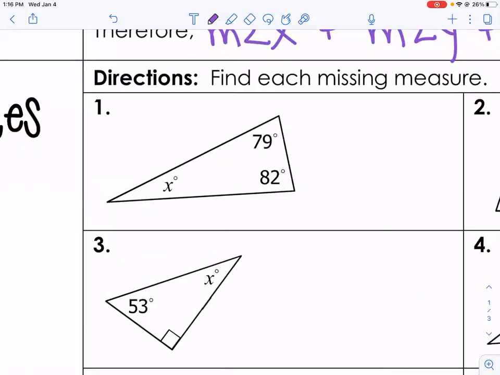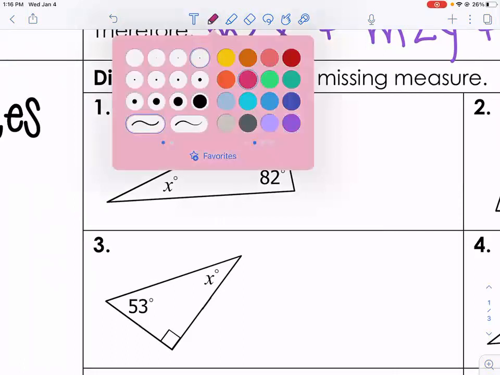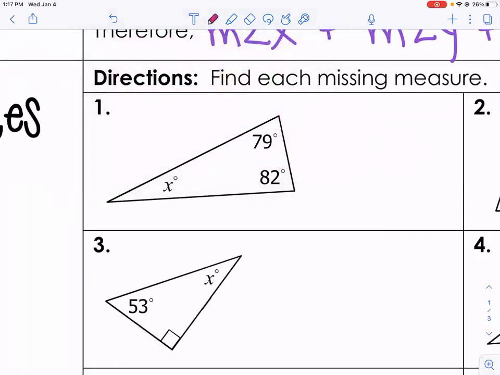So in example 1, we have a triangle with 3 angles. Kane, what's true about the 3 angles of a triangle? They add up to 180. Perfect. So my 3 angles, X plus 79 plus 82, those should add up to equal 180.